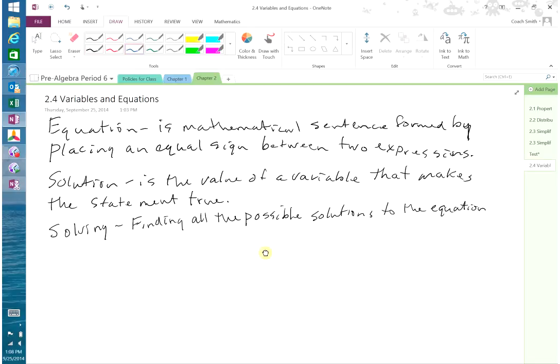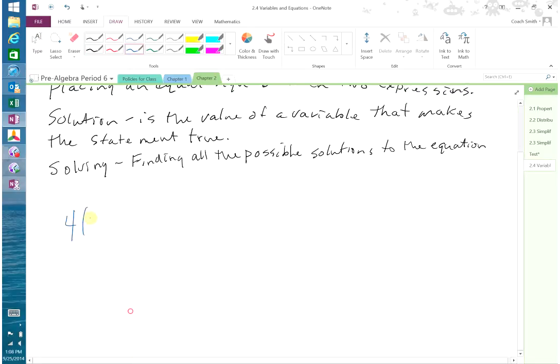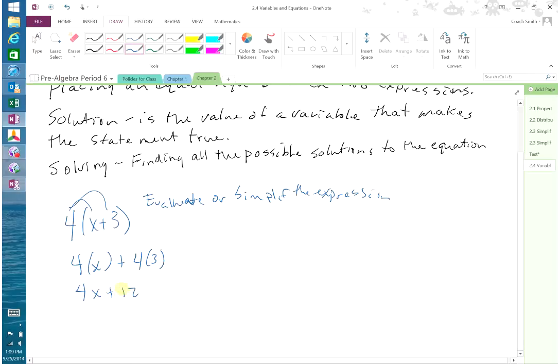If I had 4 times x plus 3, we've just been discussing that, just had a test on it yesterday, this would be evaluate, or they may say simplify the expression. So if we simplify that, we just multiply the 4 times both terms, and that gives me 4x plus 12. This is simplified. That's its lowest name. You can't do it any further. So that's what they mean by simplified.